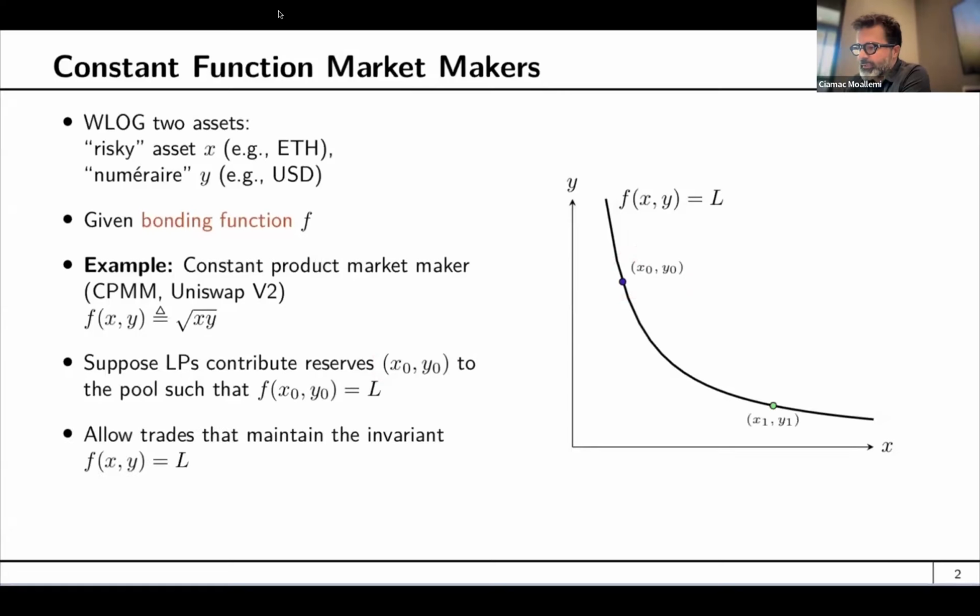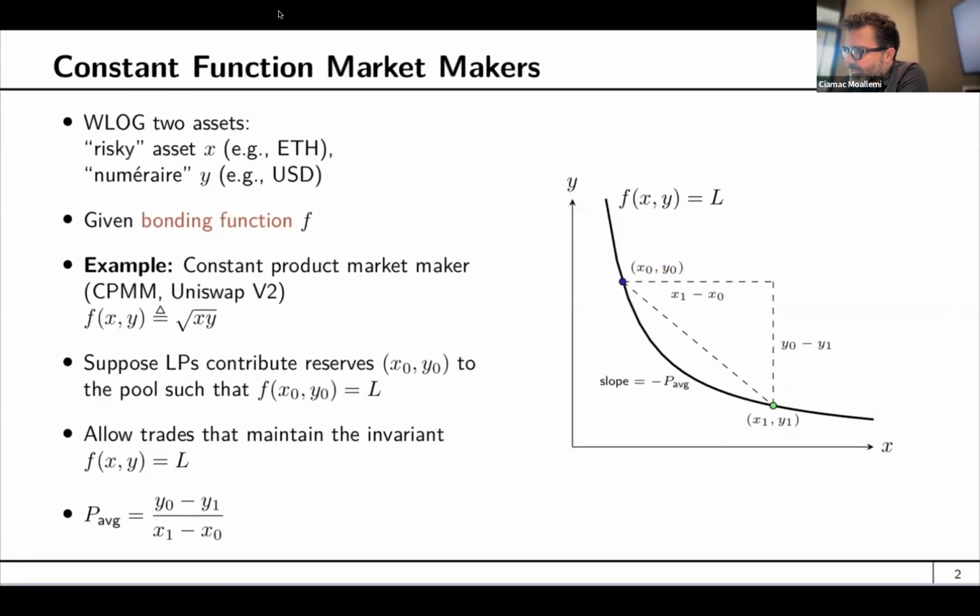Now, whenever an incoming trader arrives, they're presented with a menu of options. In particular, they can move the pool reserves to any point along that invariant curve. In other words, any point where F of X, Y equals L. So for example, this point X1, Y1 is another point where F of X, Y equals L. And so that's an allowable trade. And what that means is if we have an agent who wants to move the pool from this state to this state, the smart contract of the pool permits it.